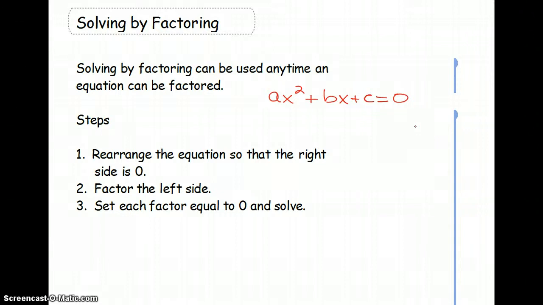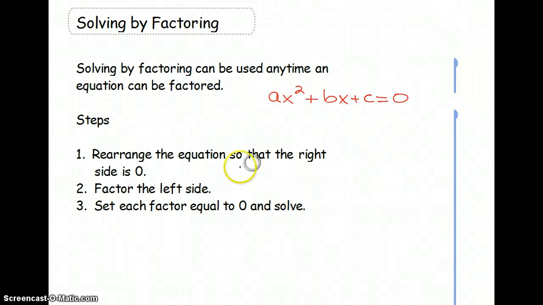First, you're going to rearrange the equation so that the right side is 0. Then you're going to factor the left side, and then set each factor equal to 0, and then you're going to solve. So really, this isn't anything new from what we've done before. You're basically just going to factor, and then you're going to set each factor equal to 0.